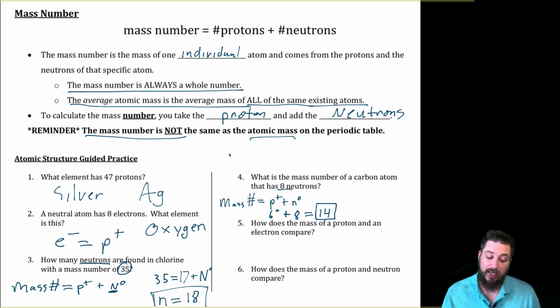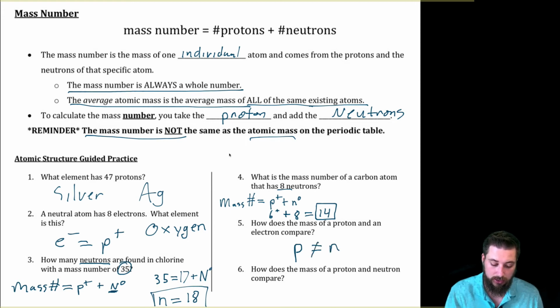Number 5, how does the mass of a proton and electron compare? Well, what I'm going to say is the mass of the proton is not equal to the mass of the electron. And so the mass of the proton, if you look back at your notes, is 1 and the mass of the electron is 0. And so again, they are not equal.